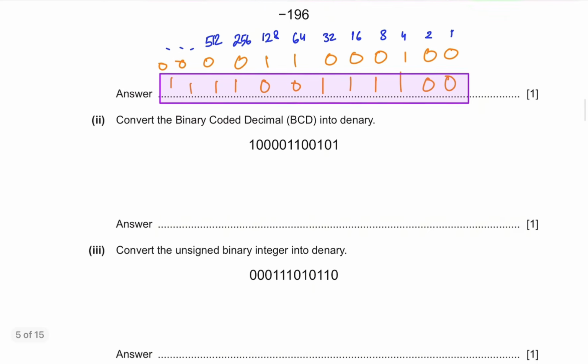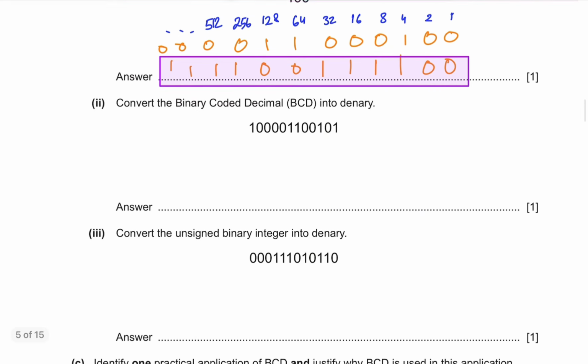Convert the binary coded decimal, BCD, into denary. You have to convert it into denary. Simple, very, very simple. 1000 0110 0101. 3 groups. Put them in groups, not together, like separate, separate. One group is here, one group is here, and one group is here.